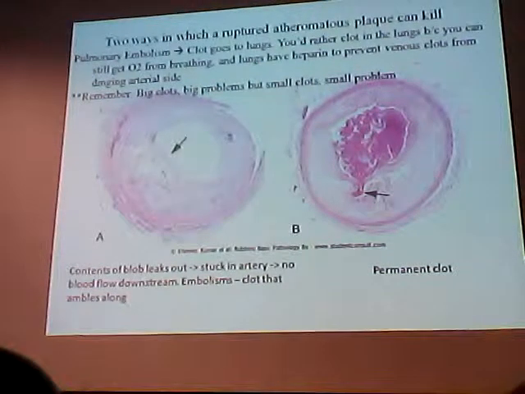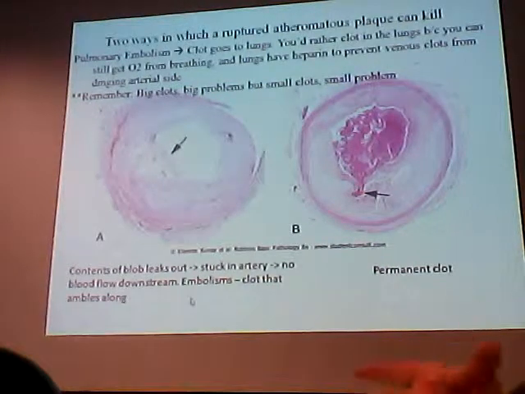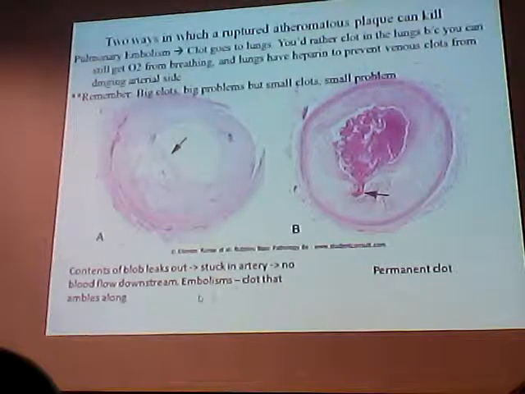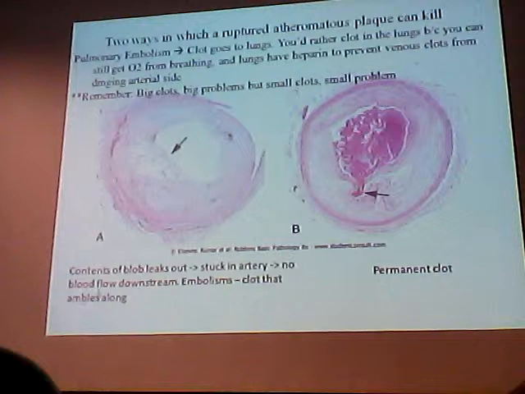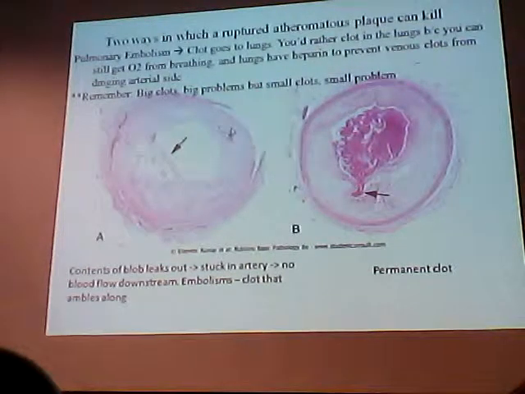So the two ways that it can kill is one, the occlusion, and two is if it's a permanent clot, or if the clot breaks up and causes more clotting down the line. And so a clot that breaks off and starts moving down the line is called an embolism. And so you can think embolism sounds kind of like ambling, just kind of walking. So remember, big clots, big problems, small clots, smaller problem. That's kind of an easy way to remember it.